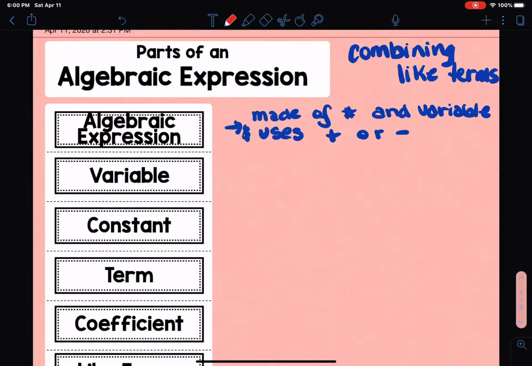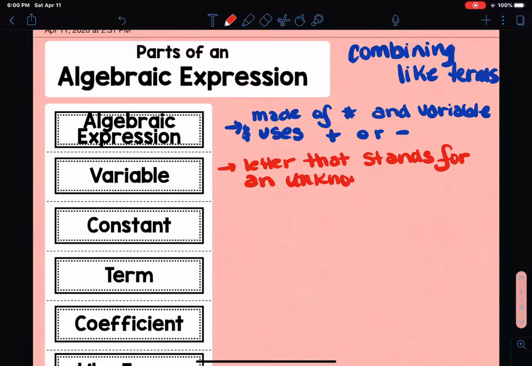Okay, a variable is basically a letter that stands for an unknown amount. So when we've solved equations before, we've had the variable of x, and we've got x equal to 10. All the stuff that we're doing is going to kind of go back to what you already know and what we've been talking about all year. Okay, a constant is a number-only value.